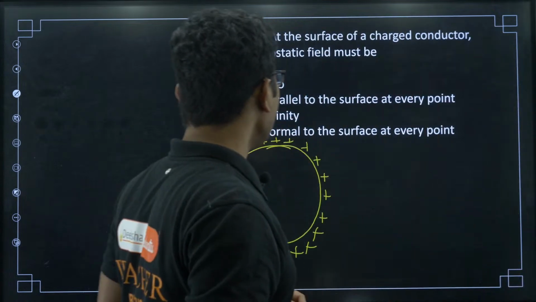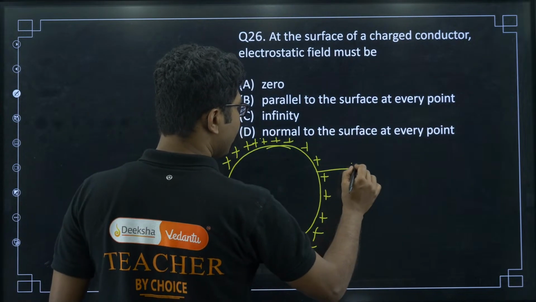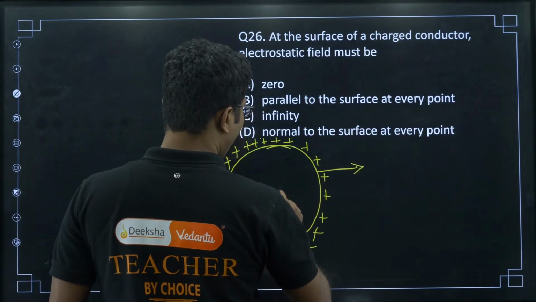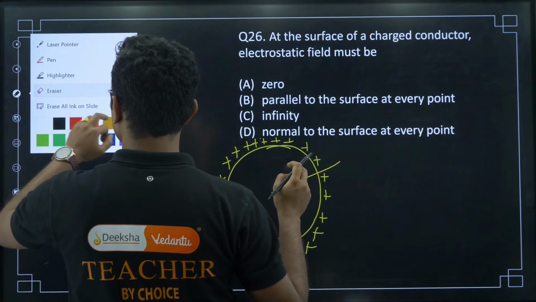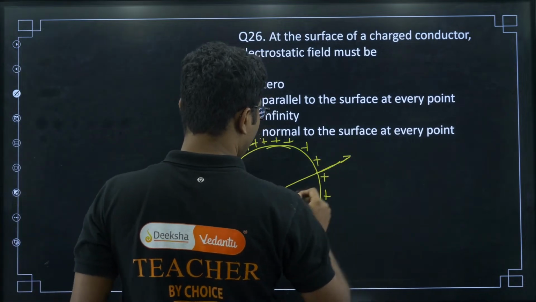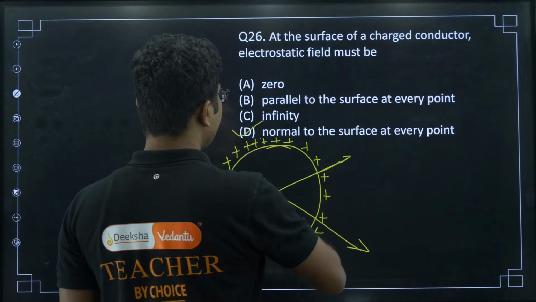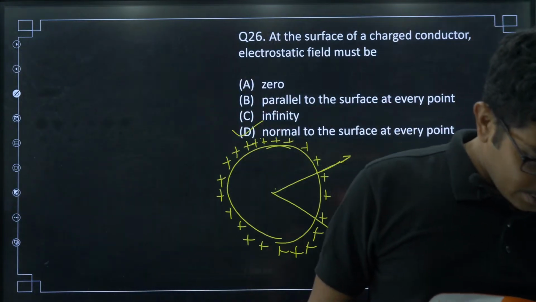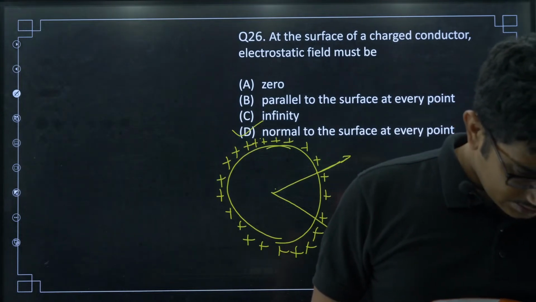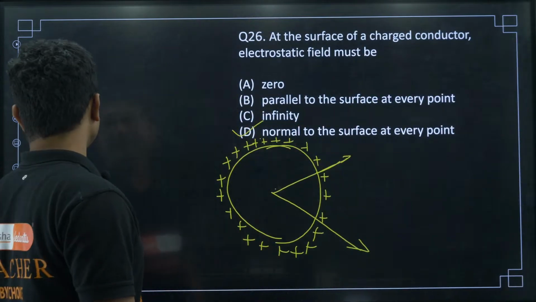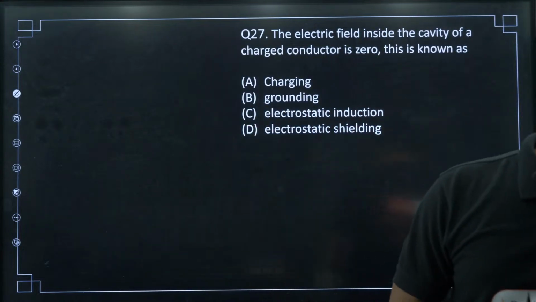Yes, equipotential. So, that means it will be normal. Yes, equipotential means it will be normal to the surface at each and every point. So, not like this, it will be normal at each and every point. So, normal to the surface at every point, not C. If anyone answered C, no. 26 D is the answer. Yes, correct Pooja, correct Aditya, correct Pratima.